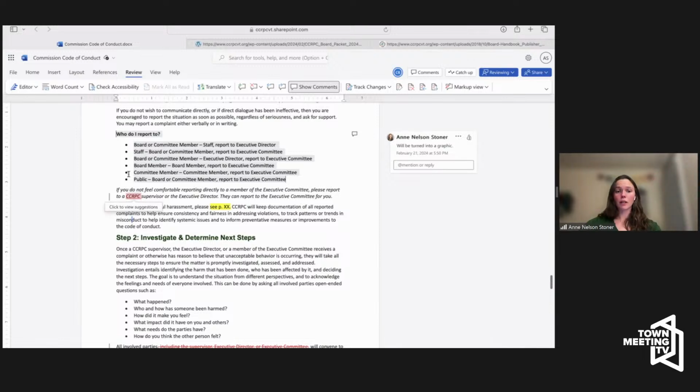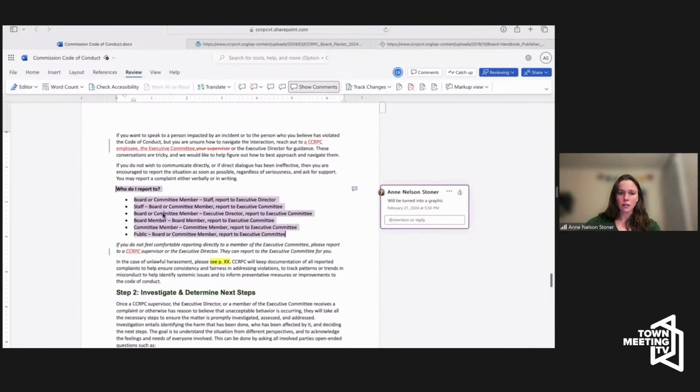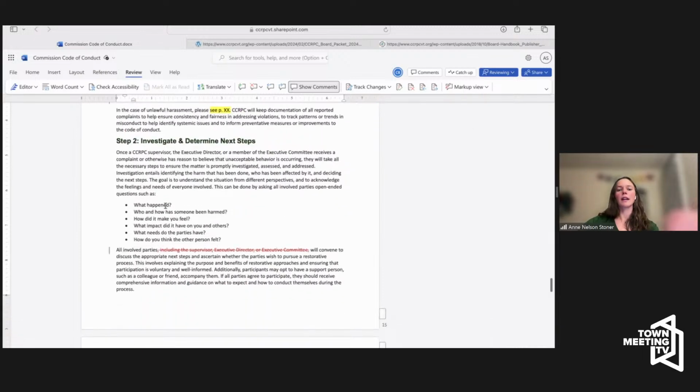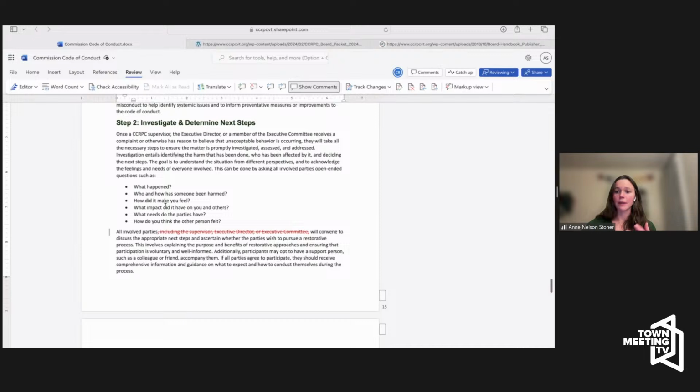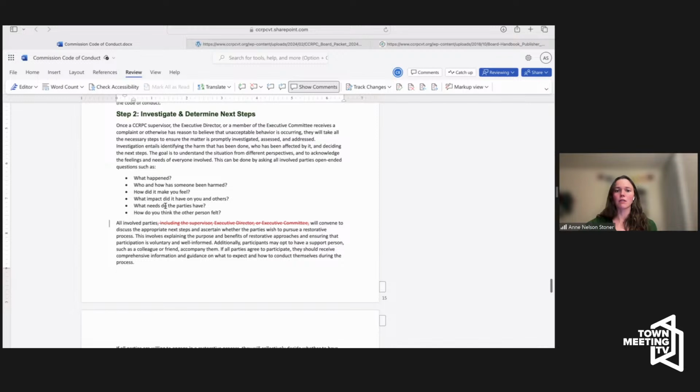Okay, so you've reported an incident. Here's who you report to. The next step is investigation and determining next steps. So what happened? When did it happen? How did it make people feel? What impact did it have on others? What issue are we dealing with? And determining next steps is really where you would figure out, do all involved parties want to work through this internally through dialogue using these restorative resources that we will have access to?